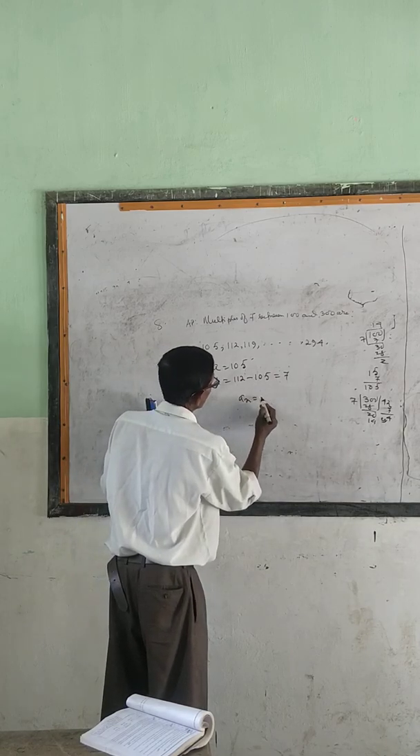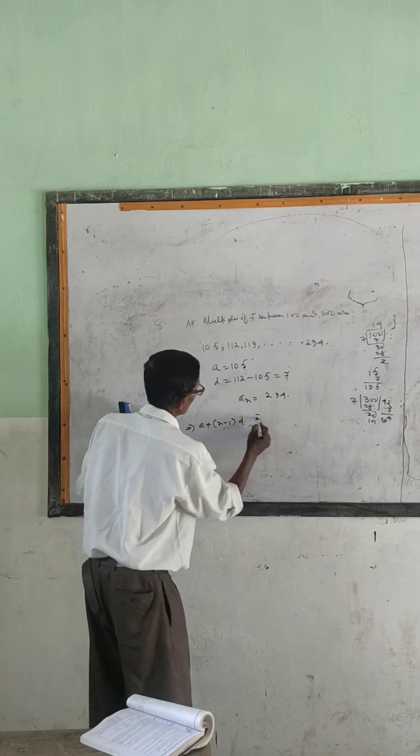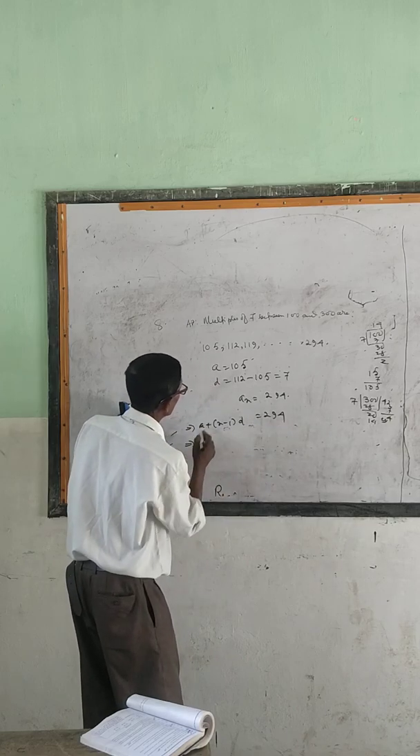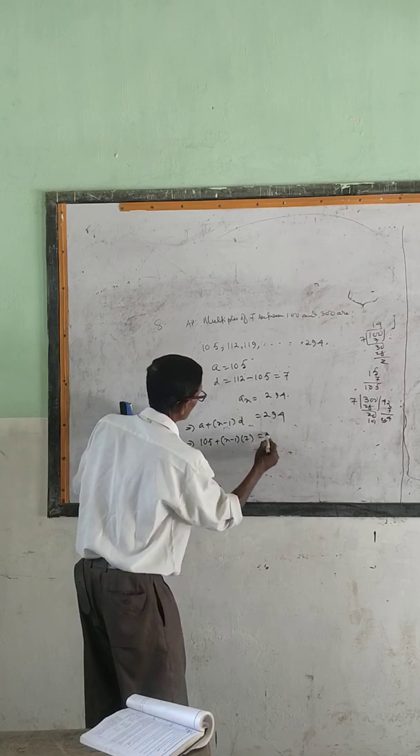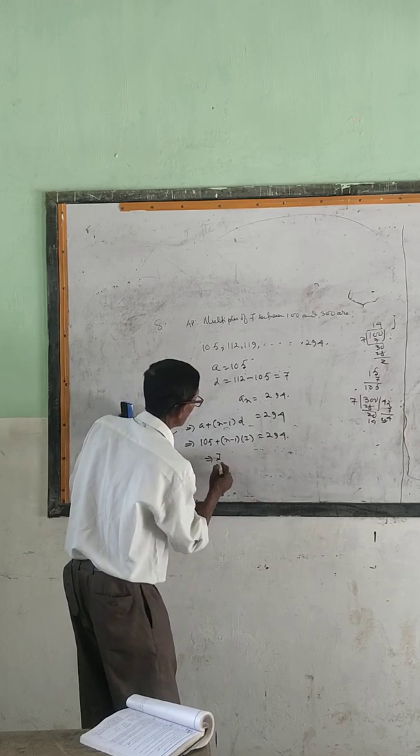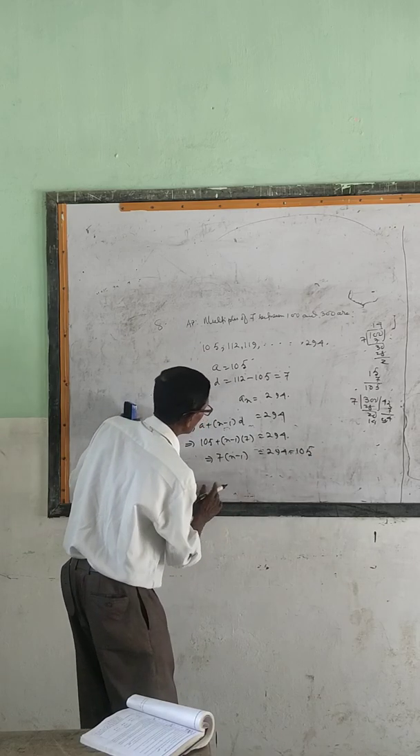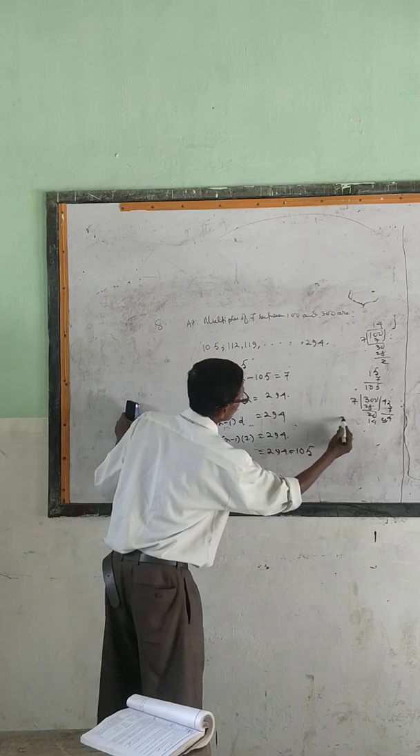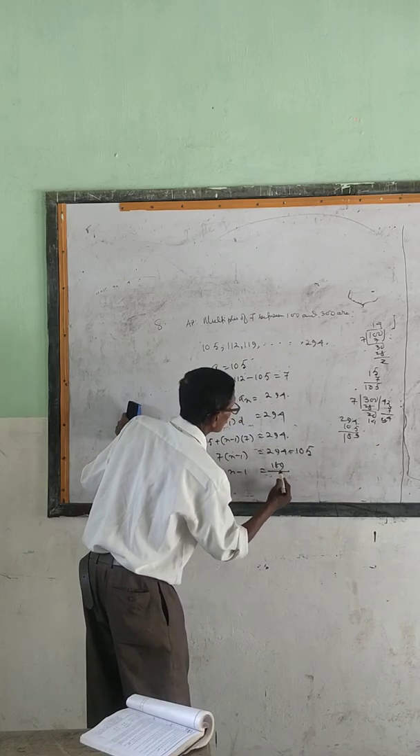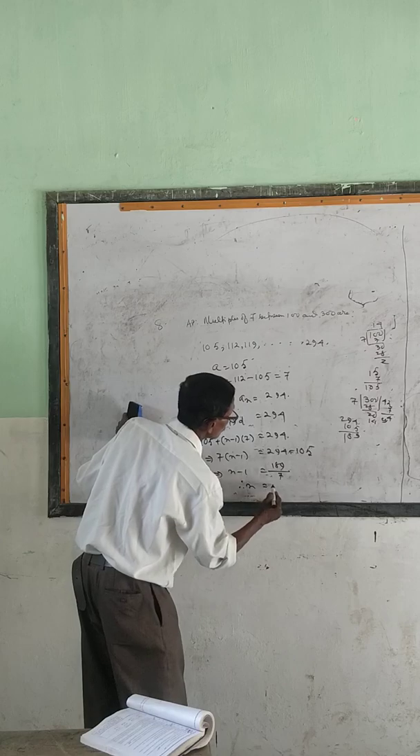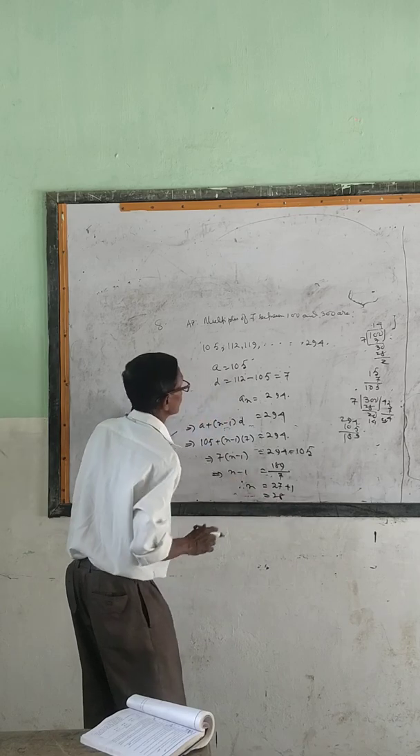an equals 294. a plus (n minus 1)d equals 294. So 105 plus (n minus 1) times 7 equals 294. 7(n minus 1) equals 294 minus 105, which is 189. Dividing 189 by 7 gives 27, plus 1, so n equals 28. We are getting n as 28.